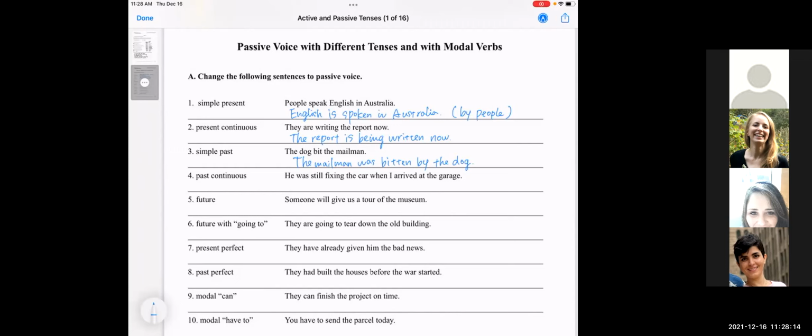Number 4, past continuous. He was still fixing the car when I arrived at the garage. The car was still being fixed when I arrived at the garage. Yes.